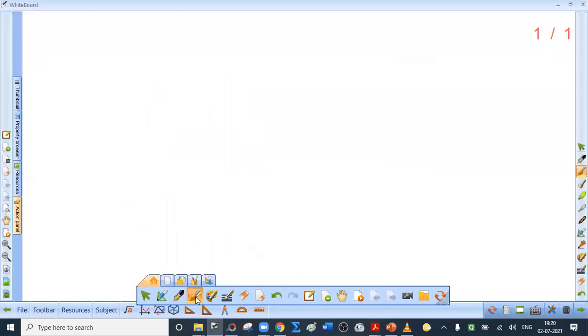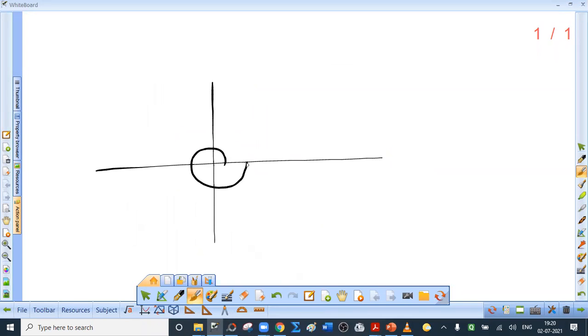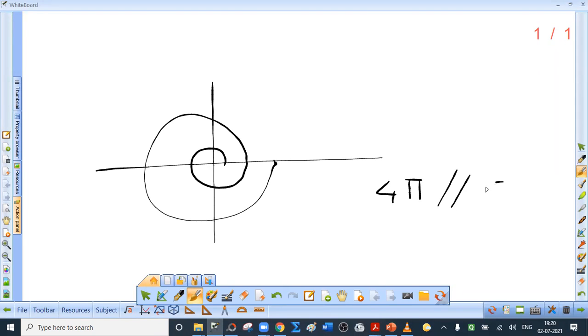4 pi means what? 2 pi, 360 degrees, one complete rotation, 2 pi. So the trigo ratios for 4 pi are the same as the trigo ratios for 0 degree. Cos 0 is 1. And what is sin 0? It is 0. I can tell you the logic for this.